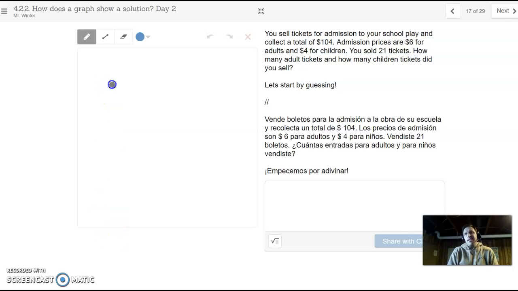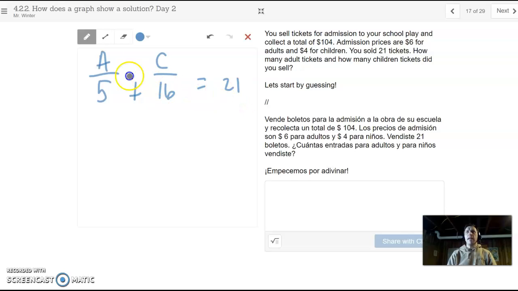So let's guess a number of adult tickets. Let's say I think there's going to be 5 adults. Well, then how would I know how many children there are? If there's 5 adults, can I figure out how many children there are? Well, yeah, because we need these to add up to 21. So 5 and what is 21? I just need to subtract. 21 minus 5 is 16. So 5 plus 16 could be 21. So 5 adults, 16 children could be 21.